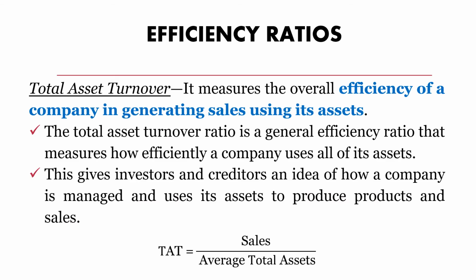The total asset turnover. It measures the overall efficiency of a company in generating sales using its assets or average total assets. It gives investors and creditors an idea of how a company is managed and uses its assets to produce products and sales. The formula in finding total asset turnover is sales divided by average total assets.